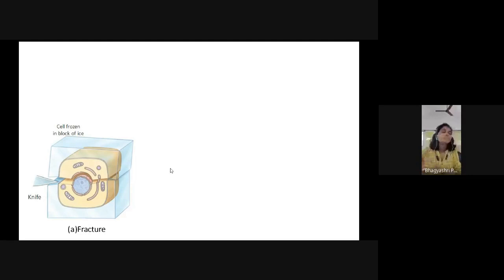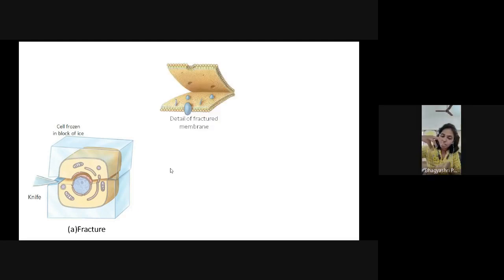Now you are going to cut that cube of ice with the help of a very sharp knife. That knife is made up of diamond. So you can imagine how sharp it is. It has to be very sharp so that you can cut through such microstructure. So with the help of a very sharp knife, you section that block. You take a section of that block, and when you take the section, what happens?